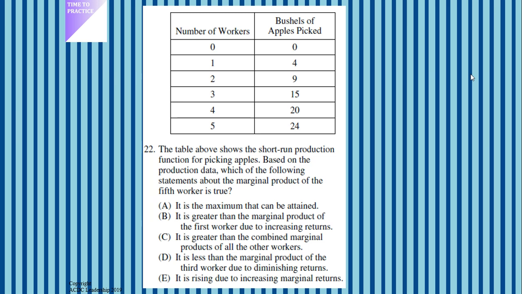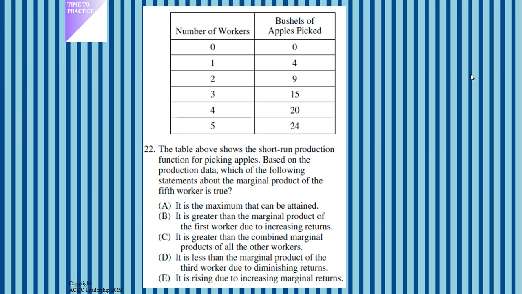Okay, so remember, first of all, before we go further, this is showing you total product. The question though is asking you about marginal product. So you need to go and mentally, or on your scratch paper or in your notes, calculate that marginal product. From 0 to 1, the marginal product is 4. From 1 to 2, it's 5. From 2 to 3, it's 6. 3 to 4, 5, and 4 to 5, 4. So which one is correct?